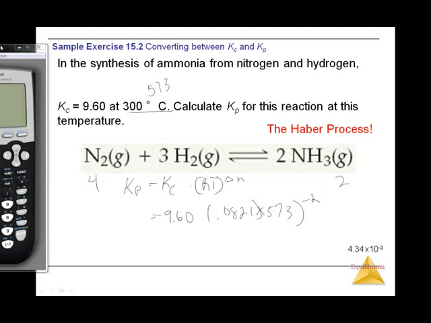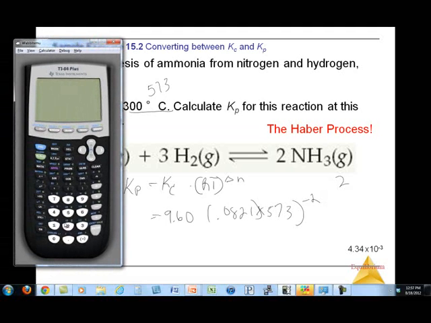Okay, so let's take the calculator out and calculate what that's going to be. Alright, so I'm going to turn it on, clear it, 9.6 times, I'm going to put in parentheses, 0.0821 times 573, close my parentheses and put that to a second EE negative, whoops, it is not a second EE negative 2, my bad, this is a common mistake, and I should not have made this mistake. I'm going to delete that and delete that. This is raised to the minus 2 power.